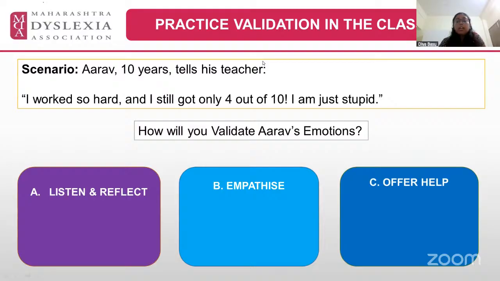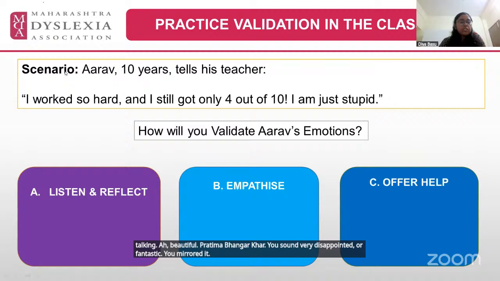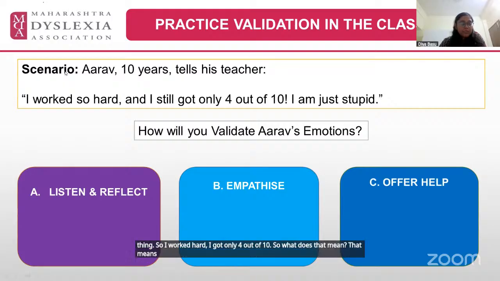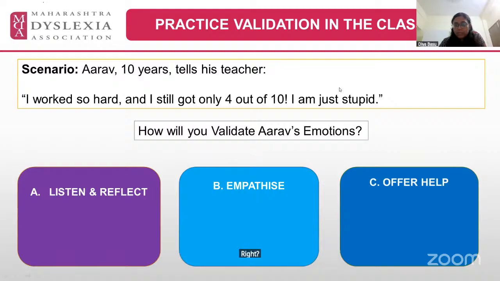Pratima. Ah, beautiful. Pratima Bhandarkar: You sound very disappointed, Arav. Fantastic. You mirrored it. Okay, so you are listening beyond the words that Arav is saying. So I worked hard, I got only 4 out of 10. So what does that mean? That means disappointment. He was expecting more, right? Fantastic, Pratima. Loved it. That's reflective listening.